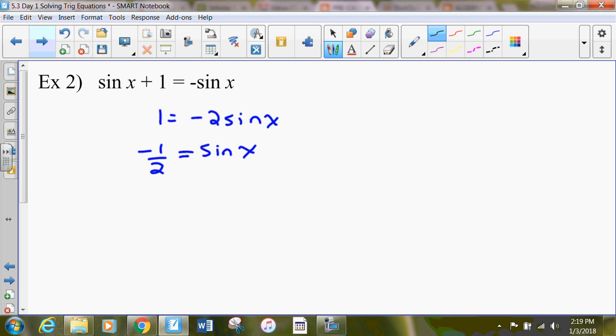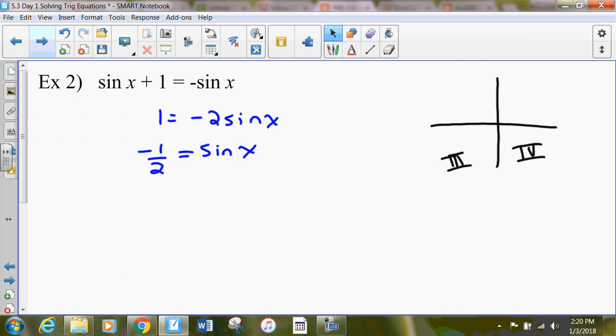When I think about the 4 quadrants, I think about sine being negative in what, the third and the fourth quadrant, all right? And so we know that it's going to be an angle in the third and the fourth, and I'm going to use my reference angle in the first quadrant to remind me that where sine is equal to 1/2, that is pi over 6.